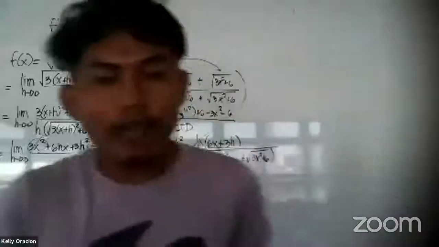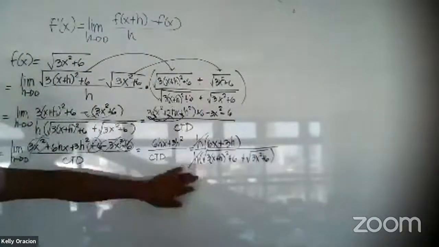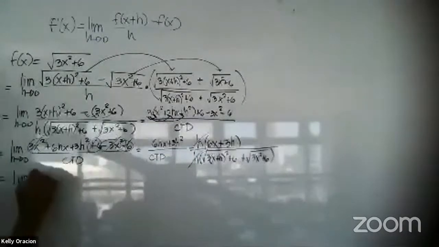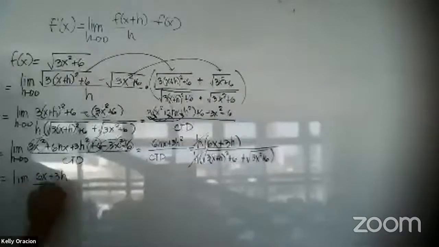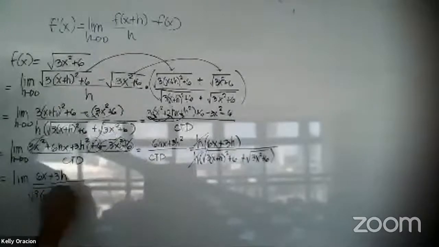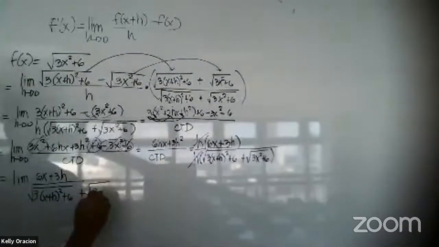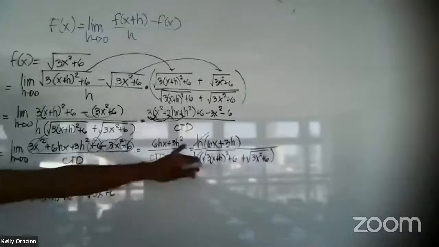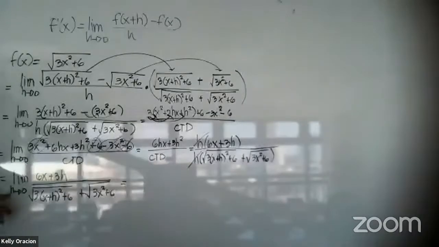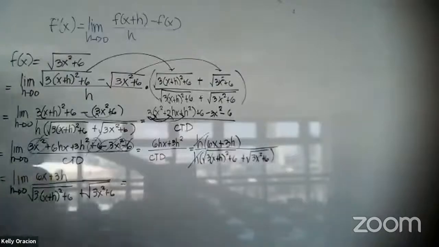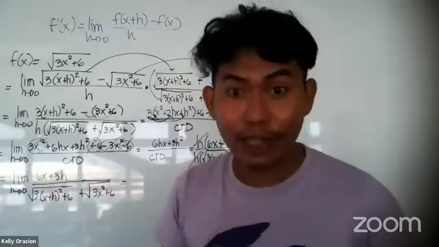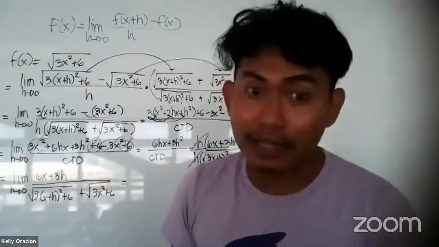Sige. So now, na-cancel naman yung h, so let's substitute now. Ang naiwan is 6x plus 3h over square root of 3(x plus h) squared plus 6, plus square root of 3x squared plus 6, as h approaches 0. So you need to substitute now the value of our h, which is 0. Take note, si h ang i-substitute, ha? H na 0, hindi si x.